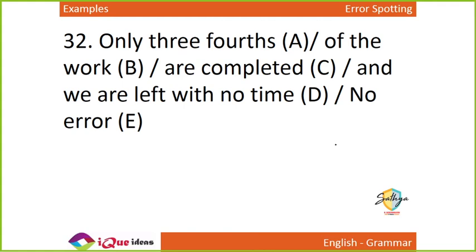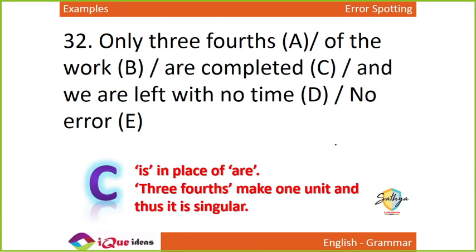Only 3/4 of the work are completed and we are left with no time. Whenever certain numbers are used, they are always taken as singular. So only 3/4 of the work is completed. Half the work are does not happen. Half the work is done. 3/4 of the work is completed. 3/4 is absolutely correct.